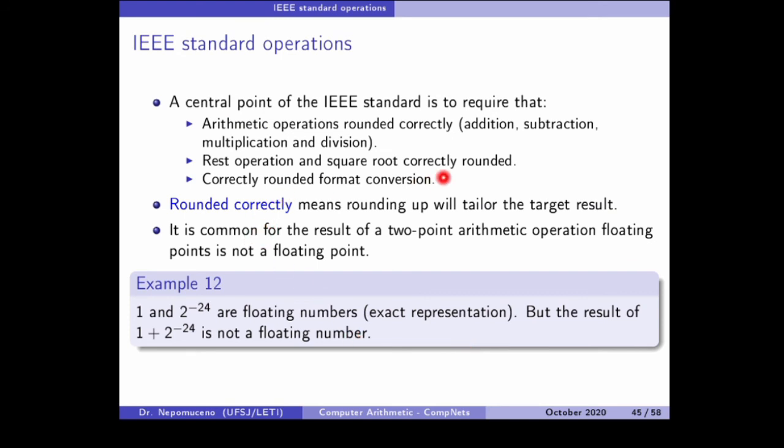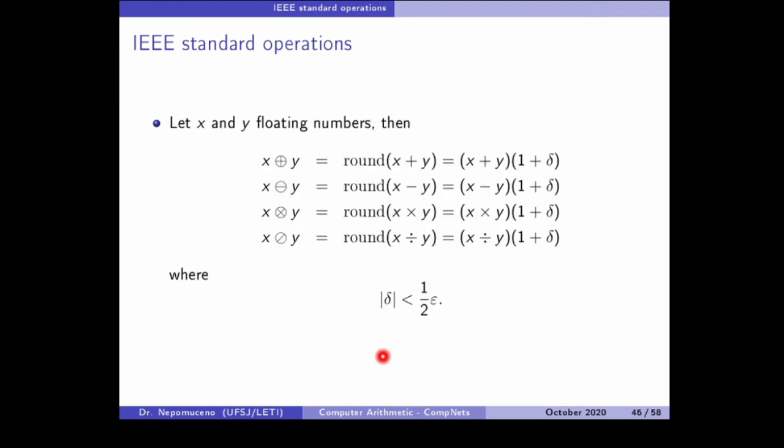A central point of the IEEE standard is to require that arithmetic operations round correctly: addition, subtraction, multiplication, division, and square root are correctly rounded, and format conversion as well. Correct rounding means rounding the exact result. It's common for the result of a floating point arithmetic operation not to be a floating point number. For example, 1 and 2 to the minus 3 are floating point numbers, exactly representable, but if you add these numbers, the result is not a floating point number. So think about that, and if you have doubts, please ask in our online meeting.